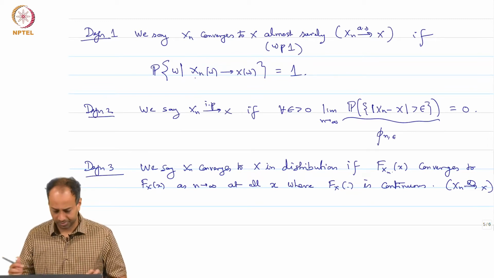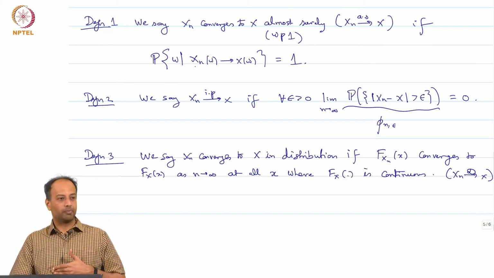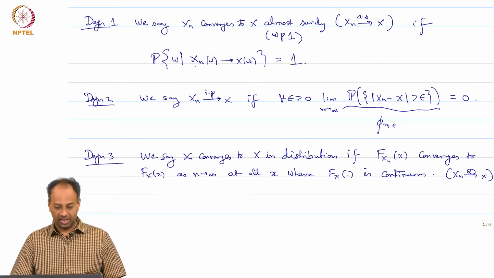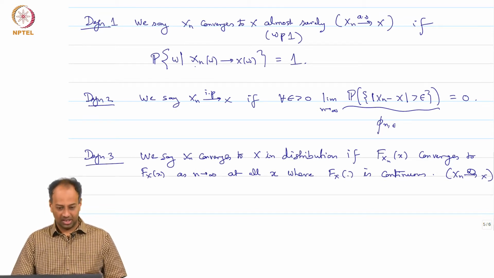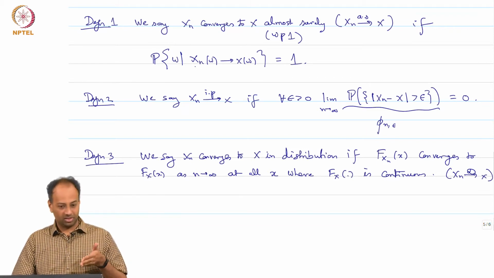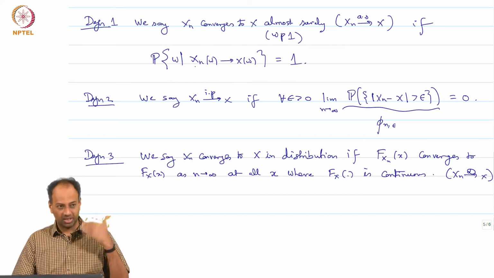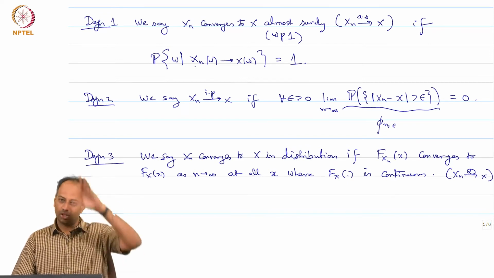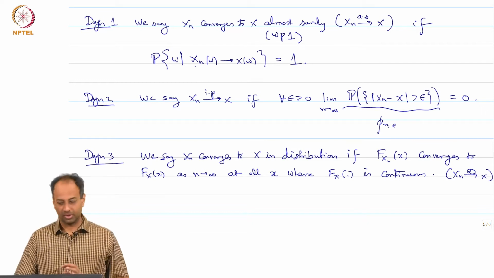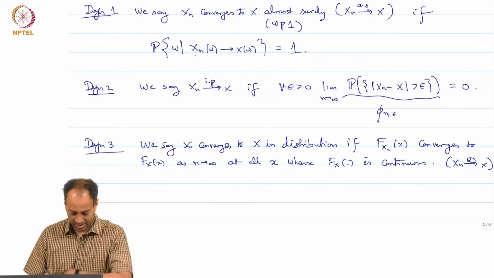These three are the most commonly used and they are progressively weaker. This can be shown. Convergence almost surely is the strongest notion, followed by convergence in probability, then followed by convergence in distribution. So, convergence almost surely implies convergence in probability, which implies convergence in distribution, but none of the reverse implications are true.